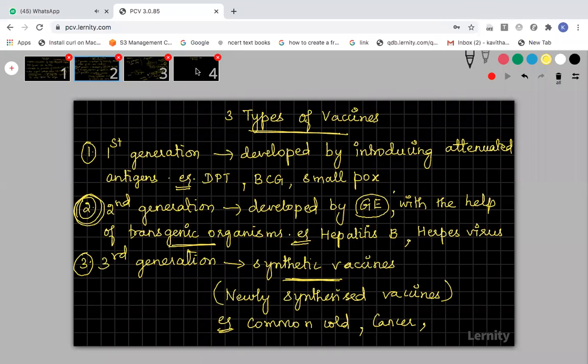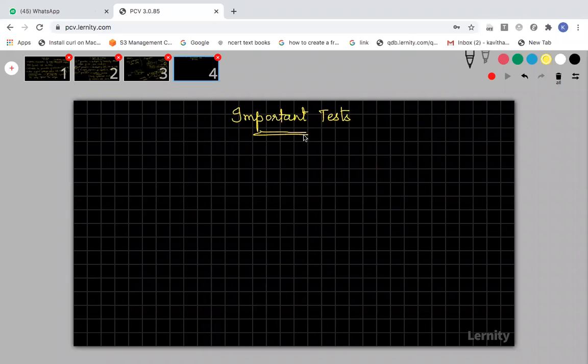Okay, fine. Listen, students, now the next chart we are going to see is about the important tests that are carried out for diagnosing diseases. On one side you write the test, and on the other side you write the disease or disorder for which you are going to carry out the particular test. The first very important one is the Widal test.